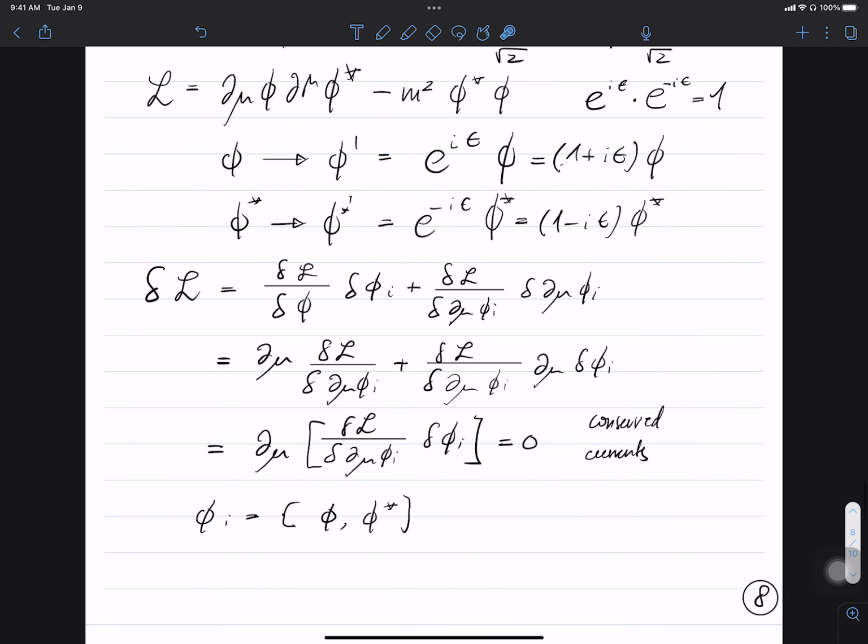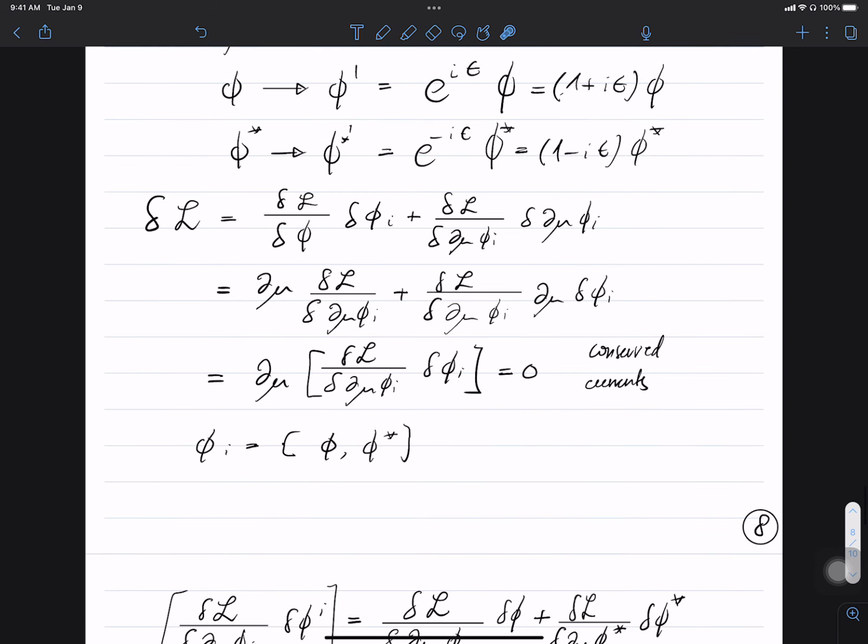Good. What happens if we plug this transformation in a Lagrangian? As before, we have the variation of phi. We use the variational equation: derivative of L with respect to phi times variation of phi, plus derivative of L with respect to the generalized velocity times variation of generalized velocity.